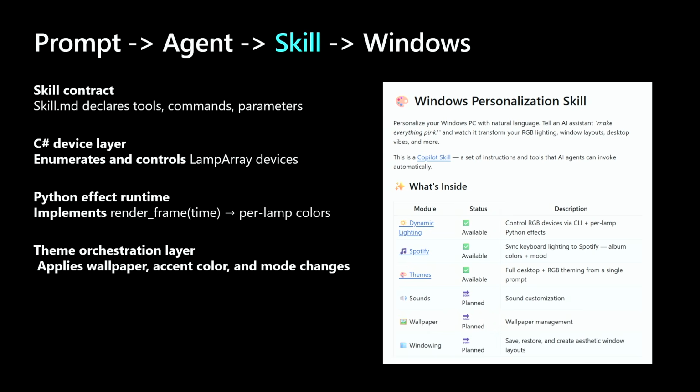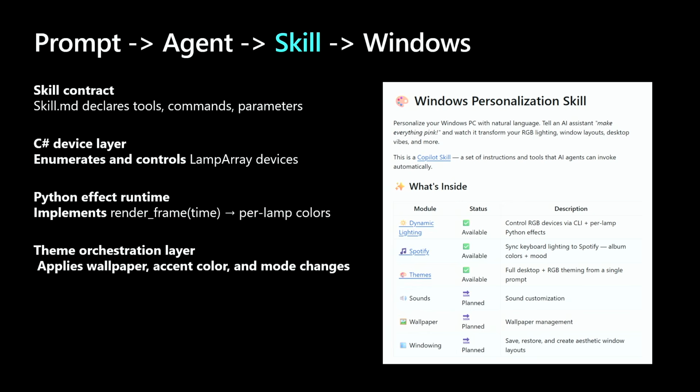The skill's modules execute it reliably against real OS APIs. The C# driver discovers all LampArray devices. The Python effect scripts implement render frame, a function from time to per-lamp colors. Koi fish, shooting stars, ocean waves, falling raindrops, all just math that translates to color.